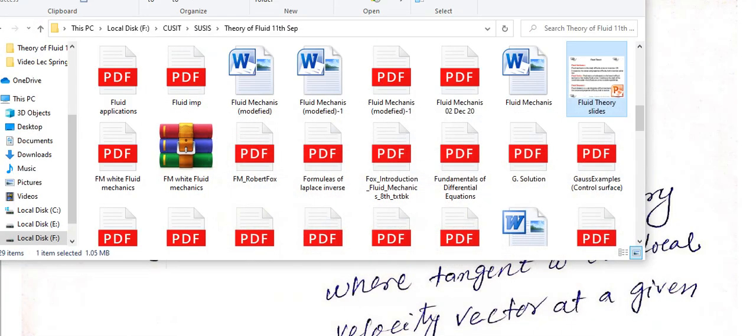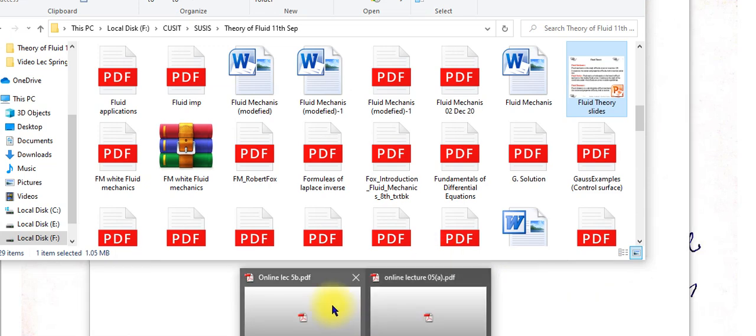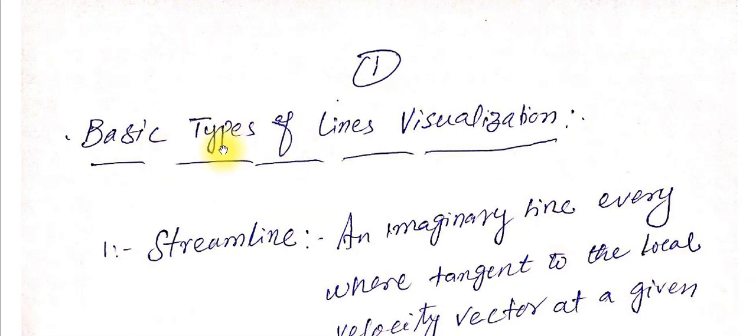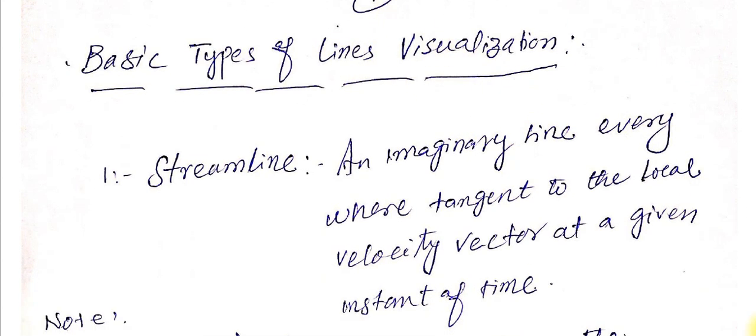Let me go back to our topic. For the same basic types of line visualization, you can watch the videos and they will explain this topic in more detail. So these are some basic types of lines. We said that line visualization shows how the fluid particles move. As you can see, these are the visuals of the lines while the fluid particles move. So we have different types of lines.